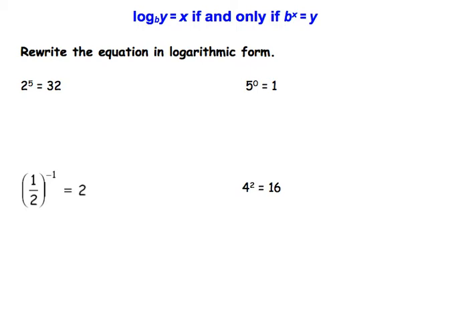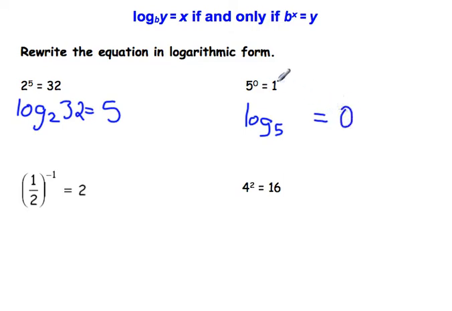Now we're going to rewrite the equation in logarithmic form. So first I'm going to write log. Now the 2 is the base of the log, just like it's the base of the power. The other side of the equal sign is going to be the exponent, and the 32 is the number that goes after the base. So log base 2 of 32 equals 5. Next one, log. The base is 5. On the other side of the equal sign is the exponent, and the 1 is after the base.